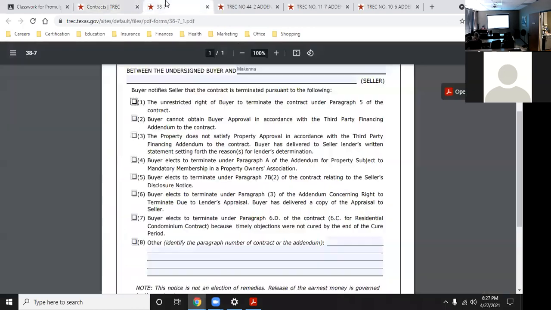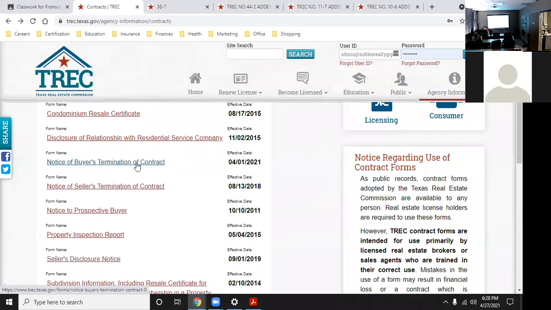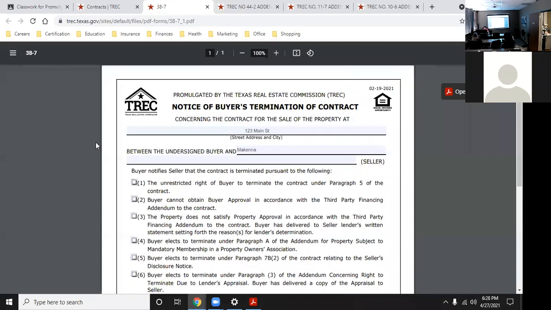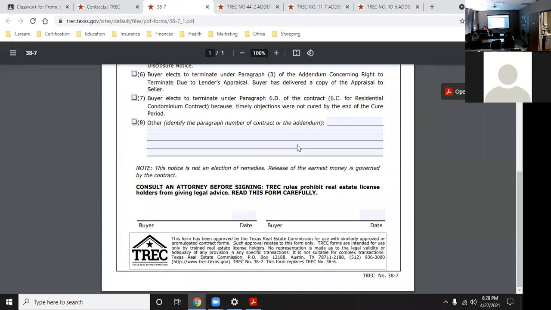What you might see a lot is this: if you were going to mutually terminate, the best thing to do is in these contracts, there's a notice of buyer's termination and a notice of seller's termination, because both parties can terminate from the contract. On the buyer's termination, for example, it says the buyer and you put in the seller's name, and at the bottom, the buyer signs. There's no spot for the sellers to sign, because this is not a two-way thing. It's just you terminating the contract. The other party doesn't have to agree to it.